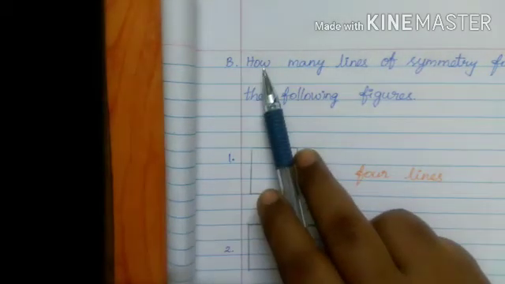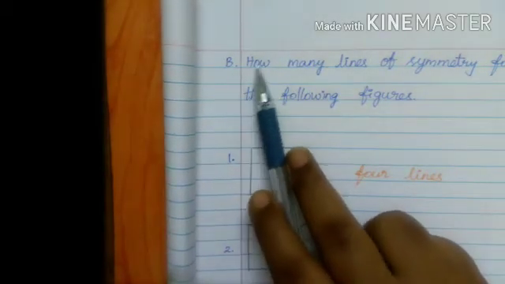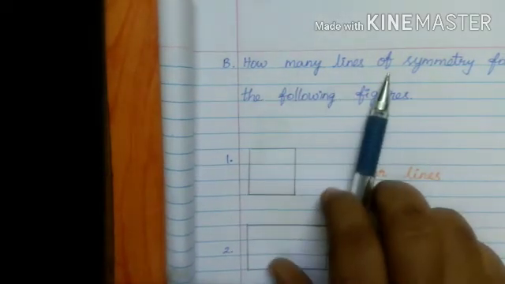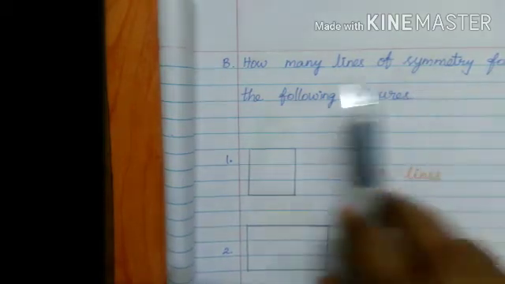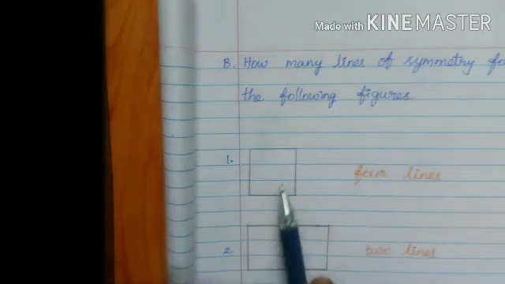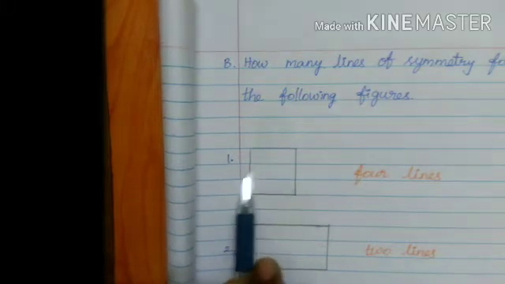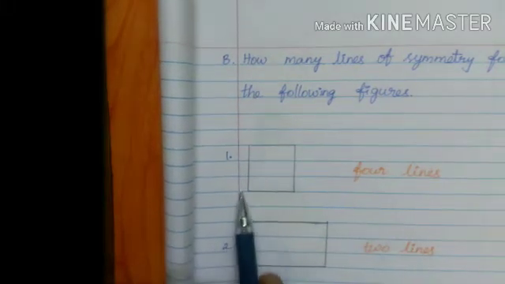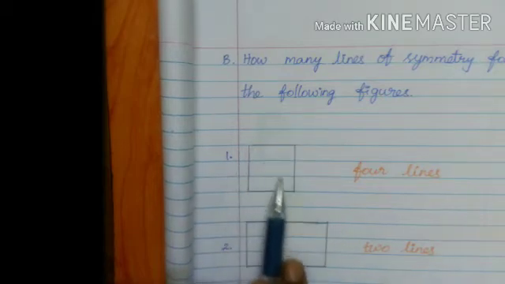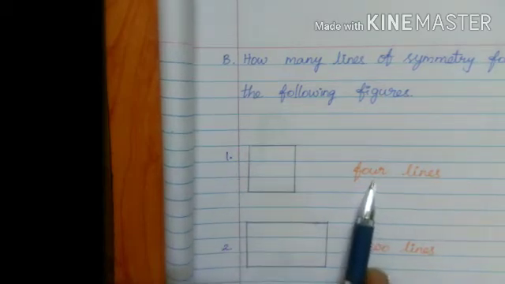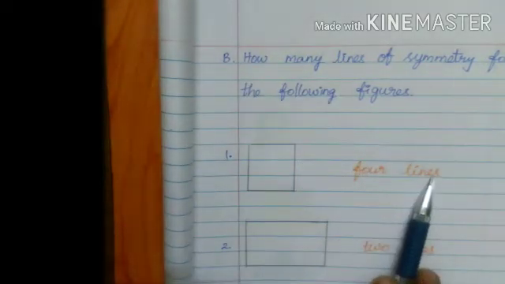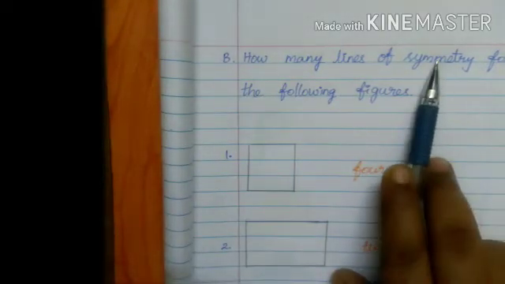Then the next one, exercise number B. How many lines of symmetry are there for the following figure? Here we take the square. How many possible ways can you draw a line for symmetry? 1, 2, diagonal, 1, 2. So how many ways? 4 lines. You draw 4 lines and get the symmetry.